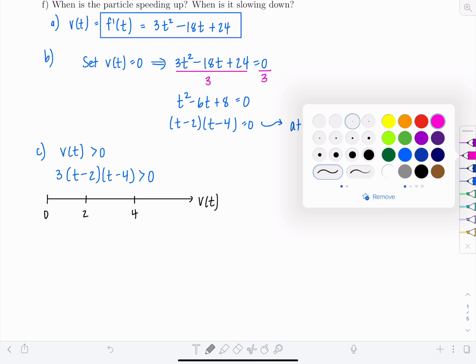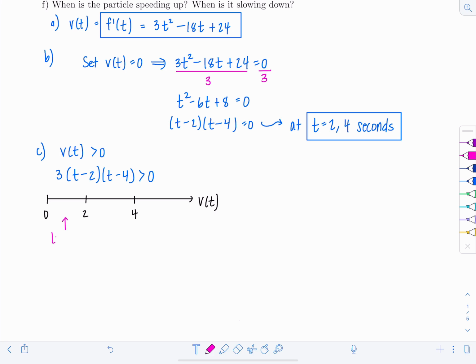Say, for example, in this interval, I'm going to test with t equals 1. If I plug in t equals 1, this factor is going to be negative, this factor is going to be negative, so a negative times a negative is positive. That means velocity is positive there. Say I'm looking at the interval from 2 to 4. Let me plug in t equals 3. The first factor would be positive, the second one would be negative, so the velocity is negative here. And then if you plug in something greater than 4, say t equals 5 or 100, whatever, velocity is positive.